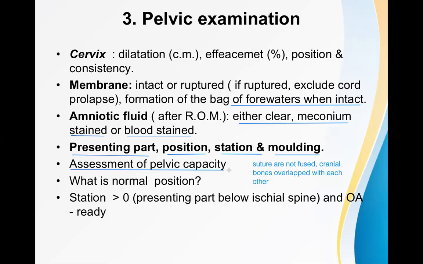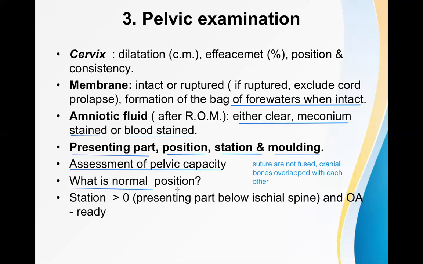Okay, what is the diagonal conjugate of the pelvis? What is the interspinous diameter of the pelvis? Interspinous diameter it is called. That is probably the smallest diameter which is present in the pelvic cavity. What is the diameter of the pelvic outlet? So all these things will be judged in pelvic capacity. In the subsequent slide we are going to talk about that.